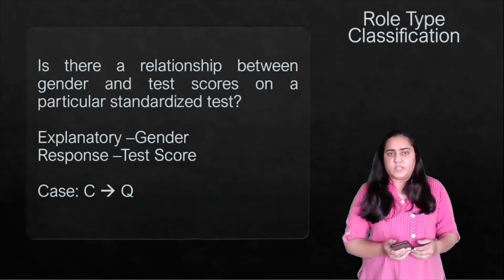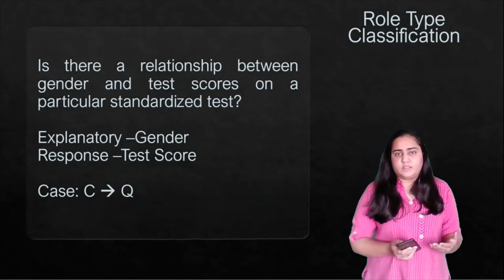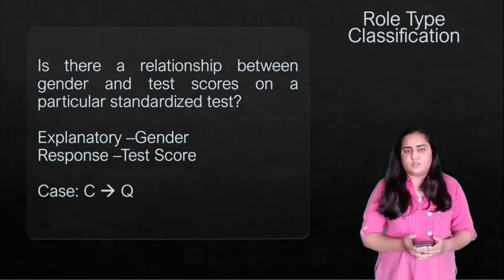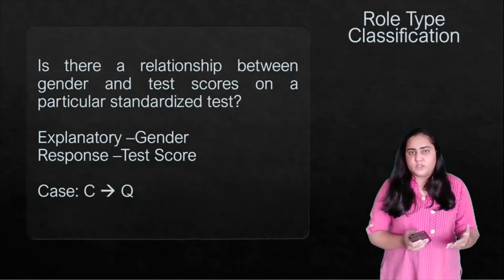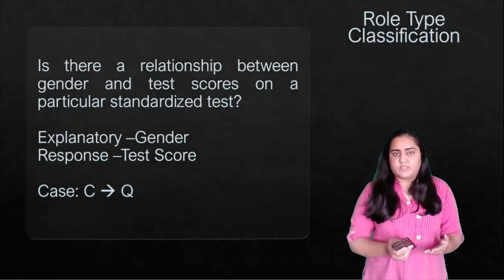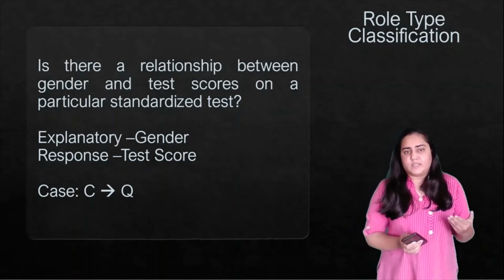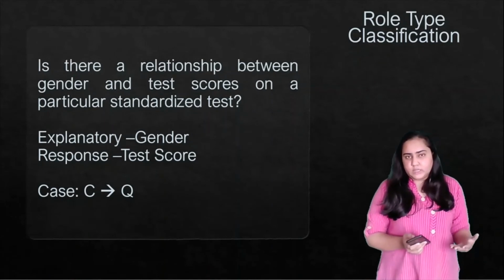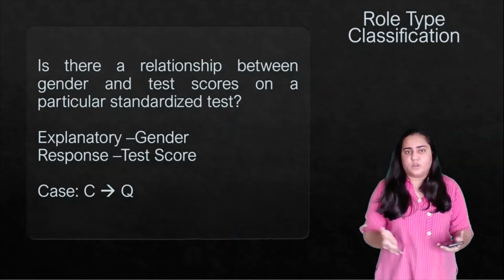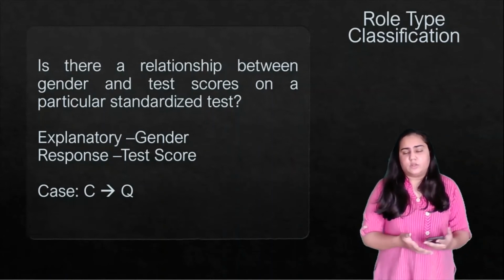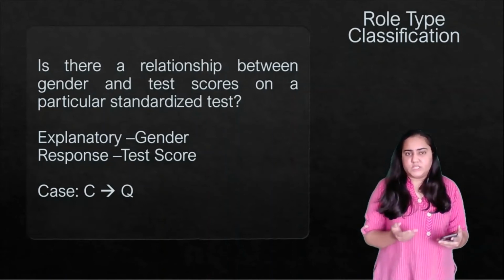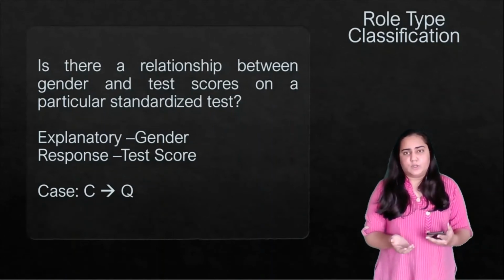This was our first question. Is there a relationship between gender and test scores on a particular standardized test? So in this case, we found out that the explanatory variable is gender and the response variable is test score. Now gender is categorical, so we can write that as C, and the response, the test score, is quantitative because a score can be anything, maybe from 1 to 100. So in that case, we cannot categorize it. So this is quantitative. So this is the case which is C determines Q.